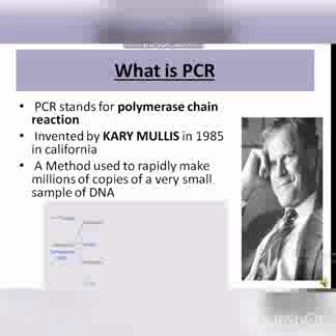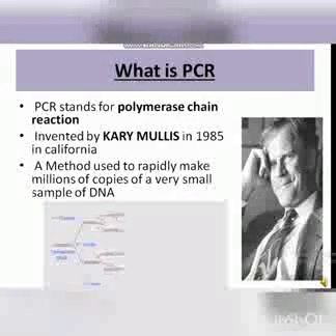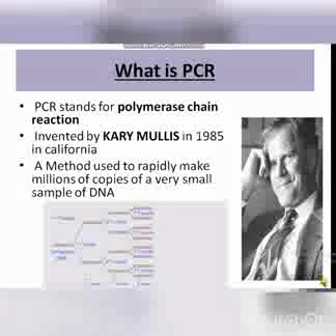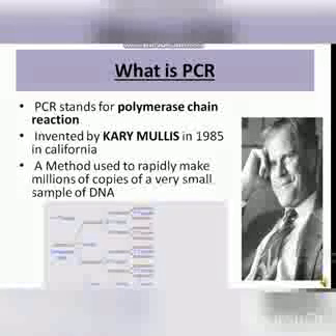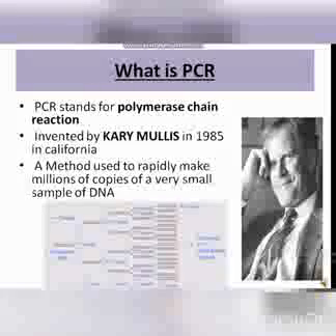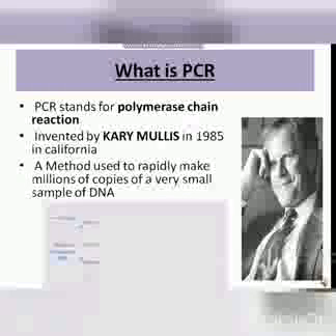So first of all, what is PCR? PCR stands for polymerase chain reaction. It is a process invented by American biochemist Kary Mullis in 1985 while working for a biotech company in California. It is a method used to rapidly make millions of copies of a very small sample of DNA. As we see in this animation, one molecule of DNA divides into two, then four, and finally leads to millions and billions of copies of a DNA from one molecule.